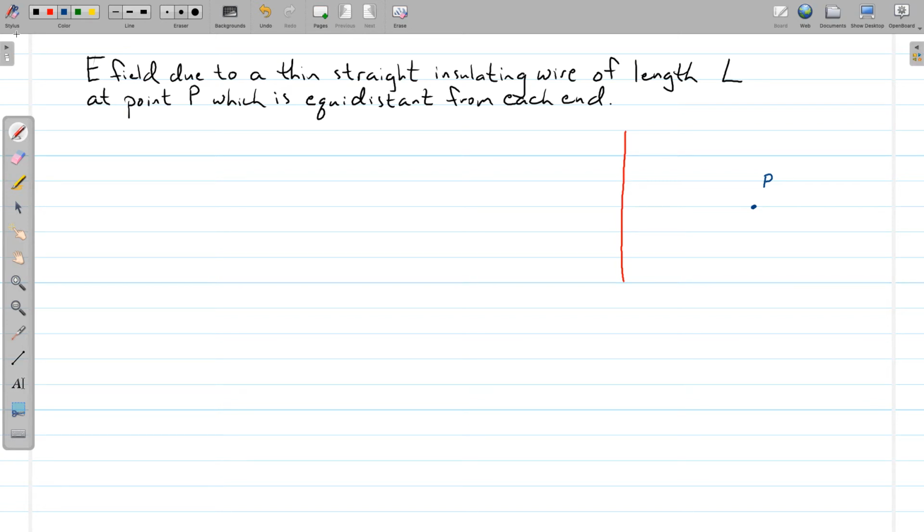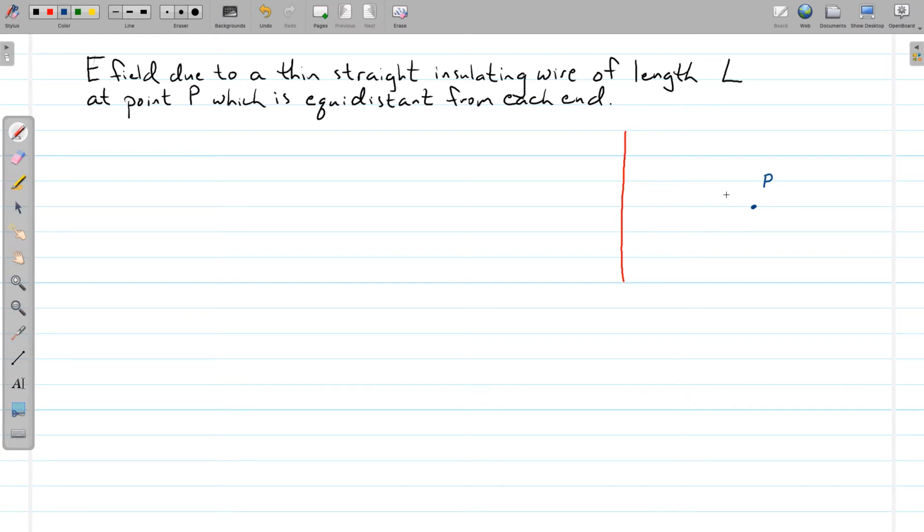All right, today we are going to derive the expression for an electric field due to a thin, straight, insulating wire of length L at point P, which is equidistant from each end. So here in red we have our insulating wire. It is a straight insulating wire, so the charge doesn't move within it. It has a length L, and we're going to determine the electric field at this point P over here, which is equidistant from each end of the wire.